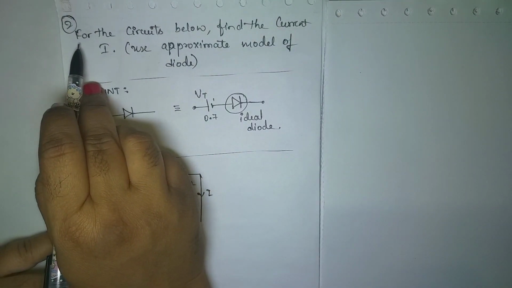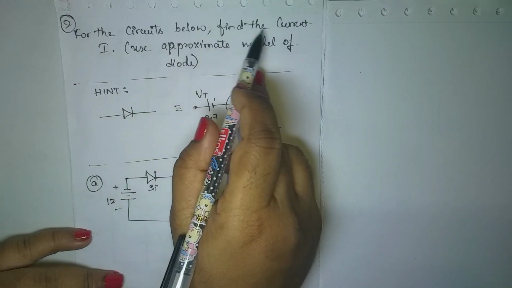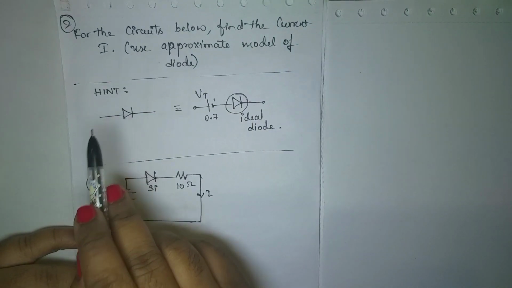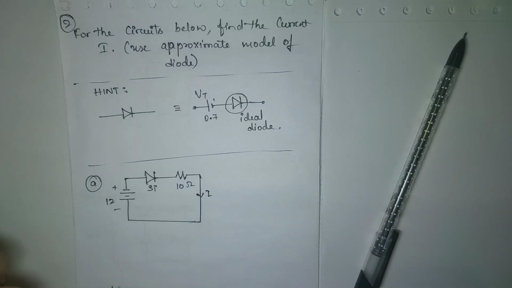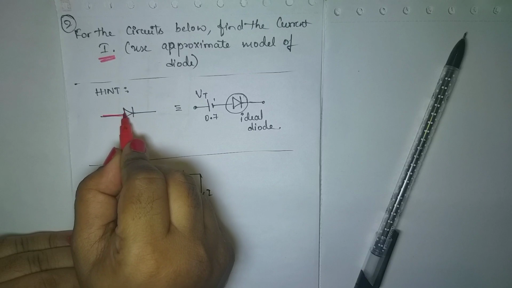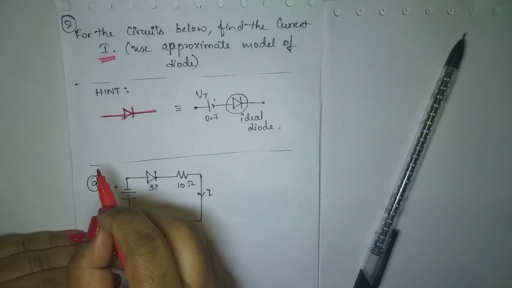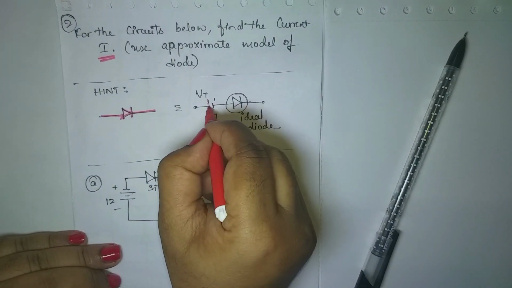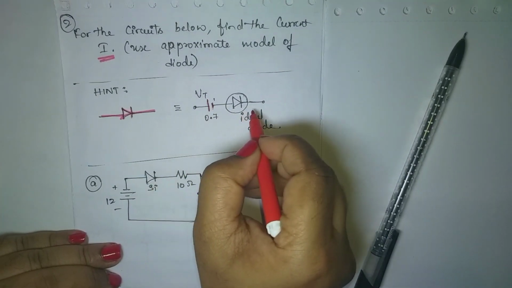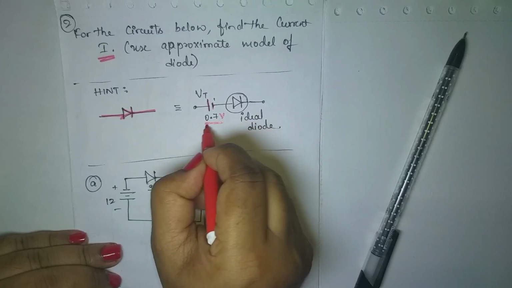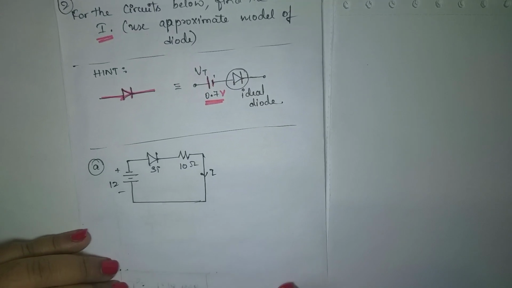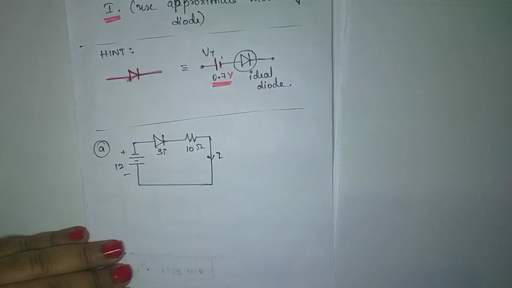Coming to the second problem: for the circuit shown below, find the current I using the approximate model of the diode. So using the approximate model, I need to find the current value I here. This is a normal diode, that is a practical diode. The approximate model comes with a threshold voltage and an ideal diode. The threshold voltage for a silicon diode is 0.7. That I have to replace here.